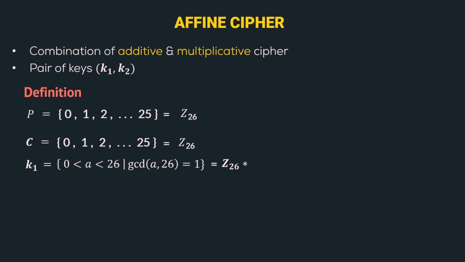Let's have a look at the key domain of key K2. So K2 contains integers from 0 to 25, that is Z26. So we can observe that the key domain of key K1 is same as the key domain of a multiplicative cipher, and the key domain of key K2 is same as the key domain of an additive cipher, which implies that affine cipher is indeed a combination of additive and multiplicative cipher. Having understood this, let's have a look at the encryption and decryption algorithm of affine cipher.